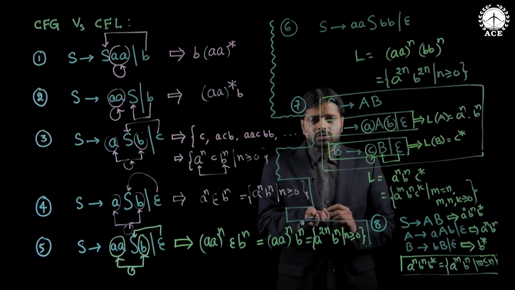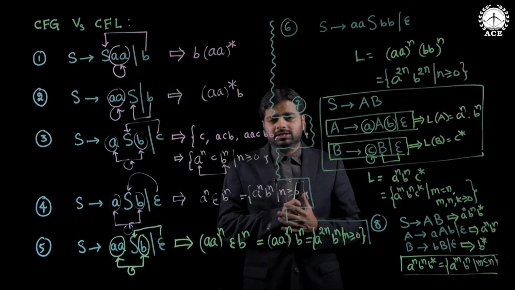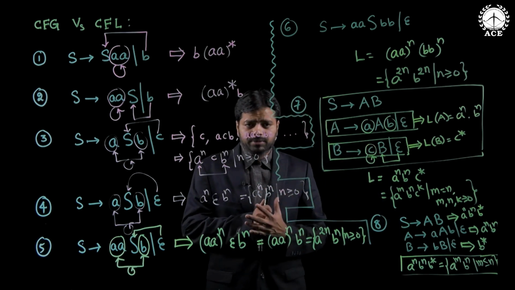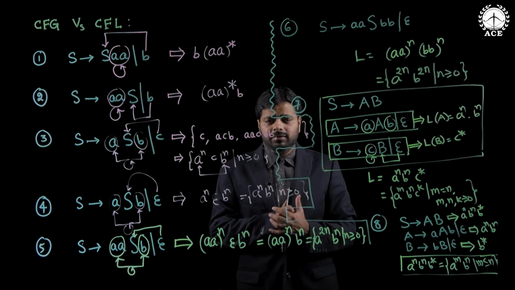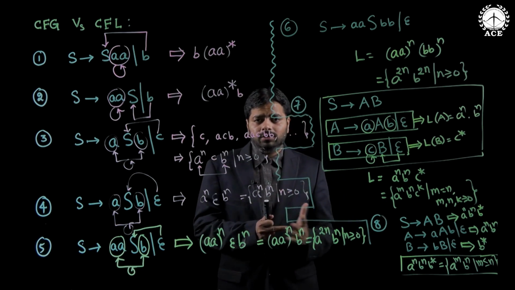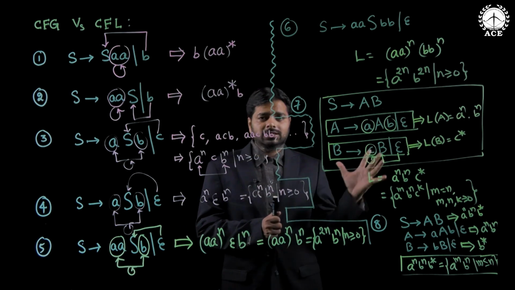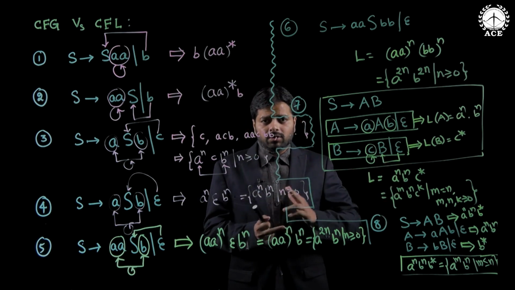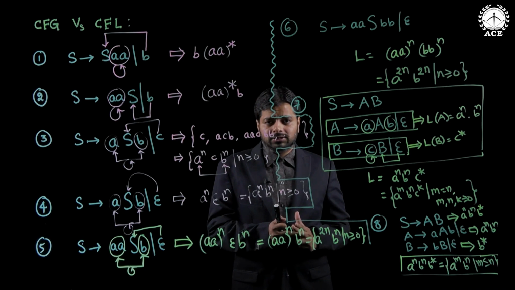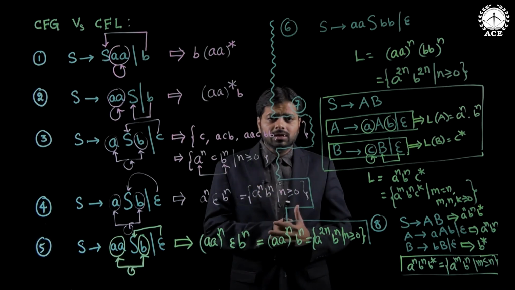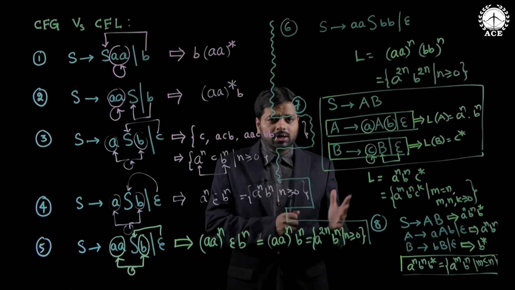So we have understood some of the languages, how you generate them from the given context free grammar. And when you write a context free grammar, the language it generates may be regular or non-regular, but it definitely generates a context free language. Every context free grammar generates a context free language, but some of the context free languages are regular, some of them are non-regular.